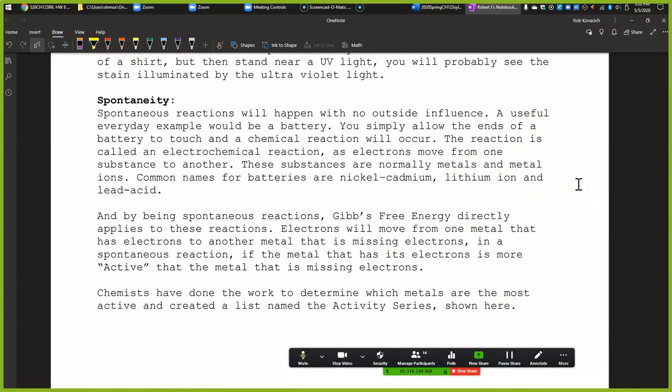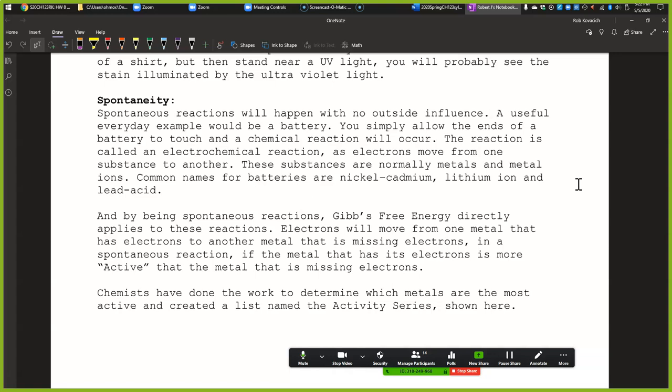Okay, so let's talk about this associated with spontaneity. Again, something that's spontaneous will react with no outside influence, or will continue to react after a small outside influence has been initiated. So burning a piece of paper: you light the paper on fire, you take the match away, and the paper keeps burning. So again, spontaneous. We can use that spontaneity in electrochemical reactions to do stuff for us. We engineer a system that allows a spontaneous reaction to occur in a way that allows us to utilize the energy given off by it.